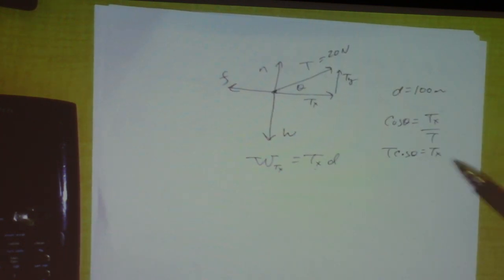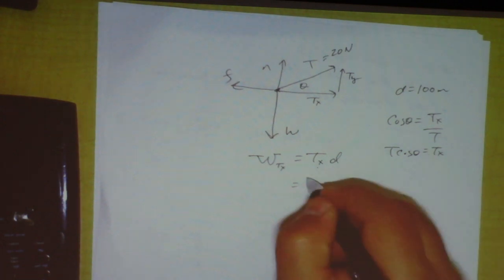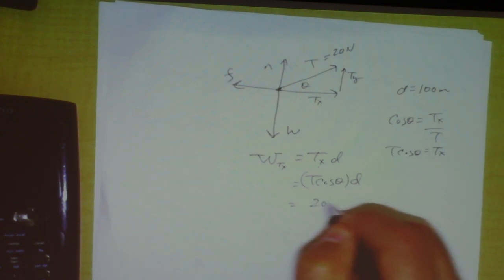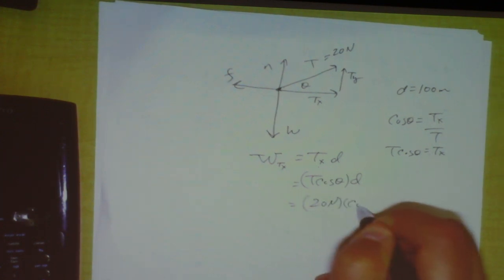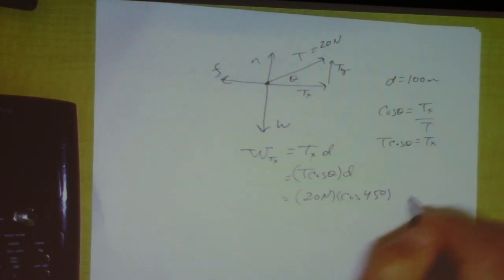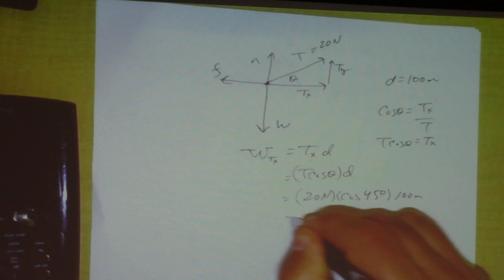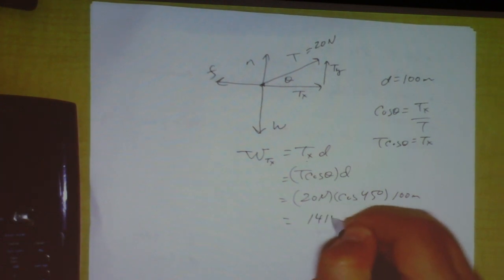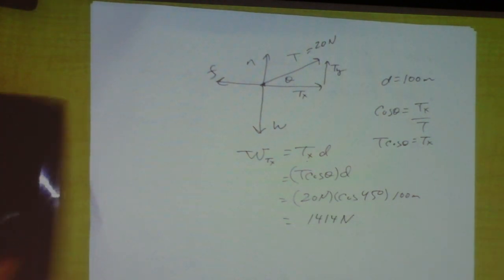Now if you want to, you could actually get a number for this right away and then put it in over here. So I'll just do it like this. T cosine theta times d. Okay, so 20 newtons cosine of 45, and then times 100 meters. So I think this is like 1414 or something like that. Let's check it out to make sure.